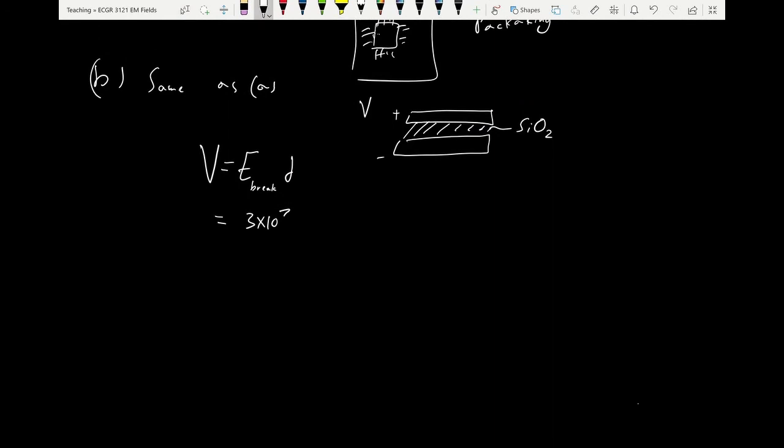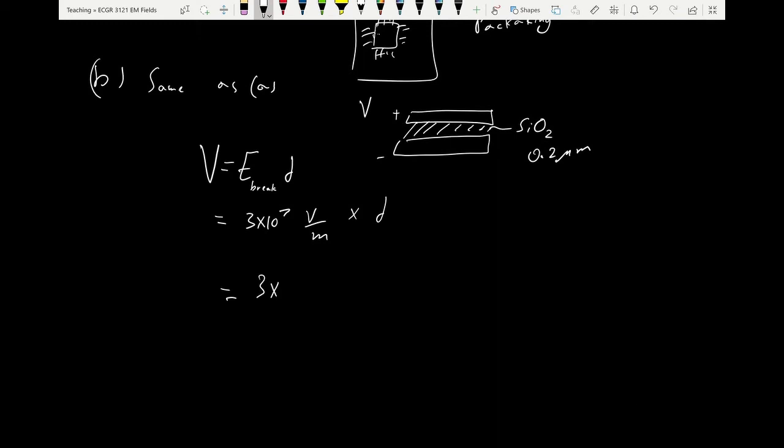So 3 times 10 to the power 7 volt per meter times D, right? And D, oh, the problem states, I forgot to say that. So the problem states that suppose we're working with a commercially available design and the smallest distance is 0.2 micrometers in that design. This is a commercial design. You would expect to see a separation of 0.2 micrometers in a commercial design. So what is the maximum allowable operational voltage with that design?